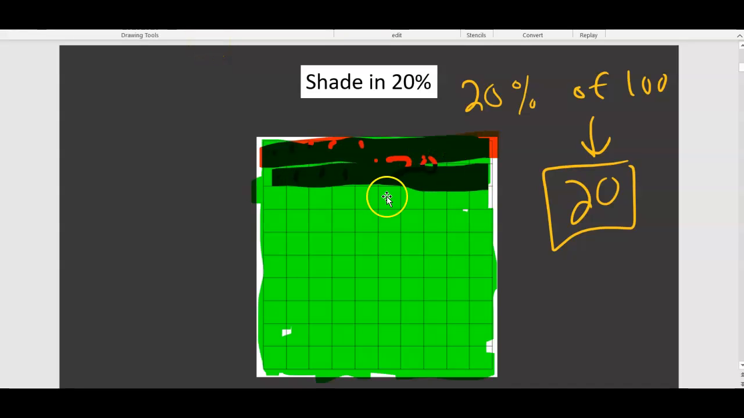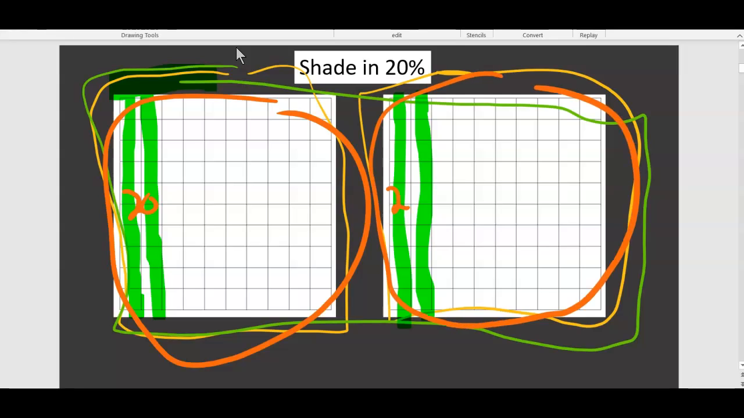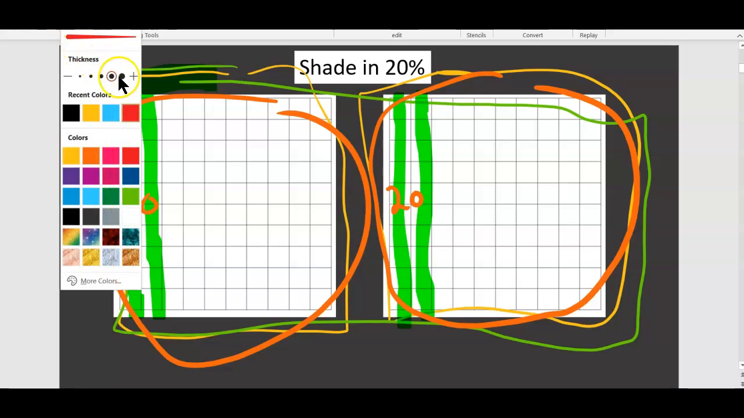That's kind of funky. So it's 20. Yeah, for every 100. So here's 100, we shade in 20. Here's 100, we shade in 20. So what is 20% of the grand total of all of this? Let's make a nice thick red.